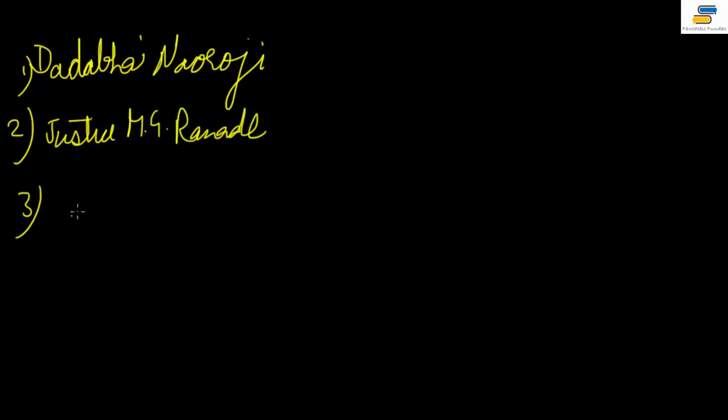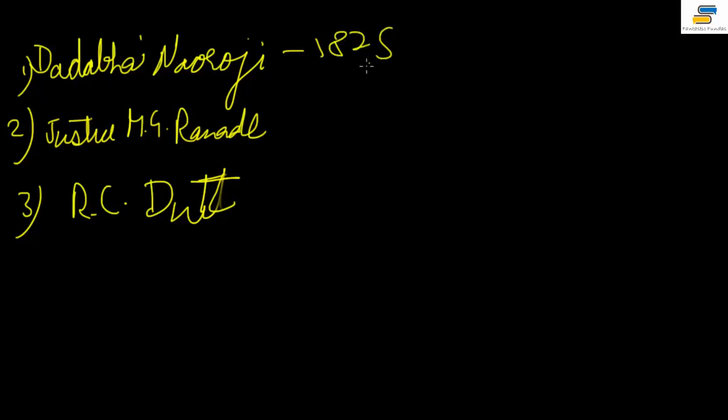Okay, number one. Second name over here is Justice Mahadev Govind Ranade, M.G. Ranade. And number three over here, it was R.C. Dutt, Ramesh Chandra Dutt. So what was their role? This Dadabhai Naoroji is known as the grand old man of India, right? Okay, he was born in 1825 and he is known as the grand old man of India.